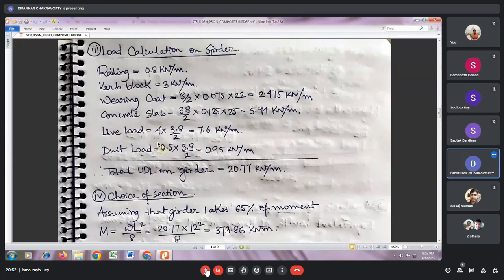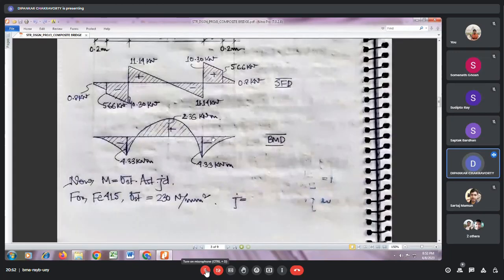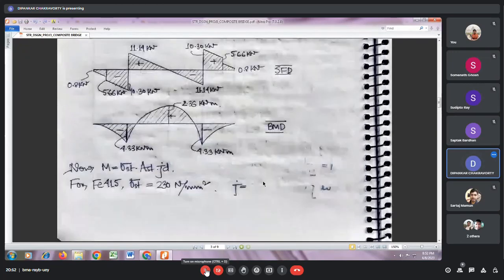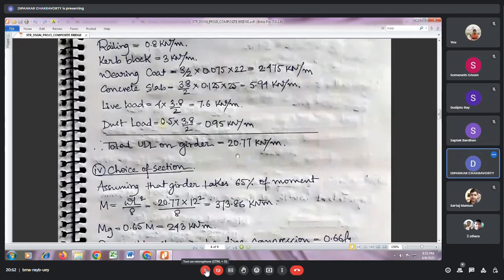Now, once you get the UDL, have you understood why the reaction is the UDL on the girder? This is basically the slab, 1 meter width of the slab. So if you analyze this and get the reaction, then that will be basically the load here.